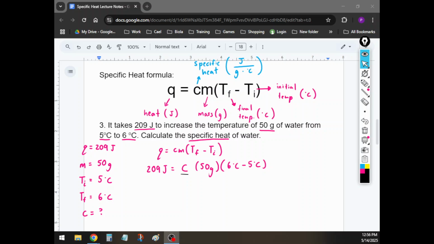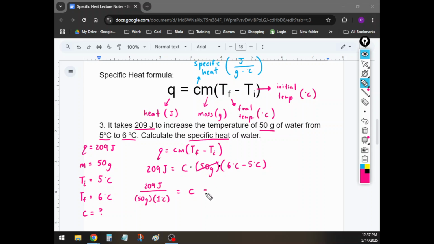Okay, so let's go over the math. Make sure that you guys are doing your algebra correctly. So you're looking for C, and if you notice on the right side of the equation, everything is being multiplied, right? So to move it to the other side, we have to divide it. So let's go step by step. 209 joules divided by 50 grams. So on the bottom of this fraction right here, we're going to have 50 grams. And that's how you get rid of the 50 right here. Okay, we have 6 minus 5, so we can do that in our heads, right? That's 1. And we want to move that to the other side, so we're going to have 1 degree Celsius on the bottom. And that's how you can isolate specific heat, or C. Oh, it's almost like solving for X. You could think of it that way.